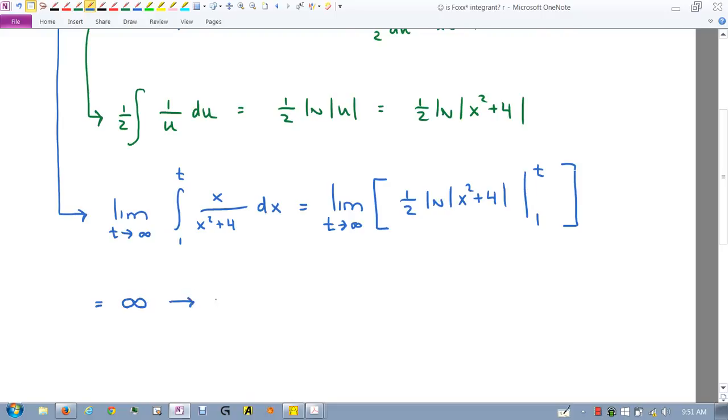Which means that the integral diverges. And this test says that if the integral diverges, what? The series diverges. I'm going to use implication symbols instead of arrows. We're done.